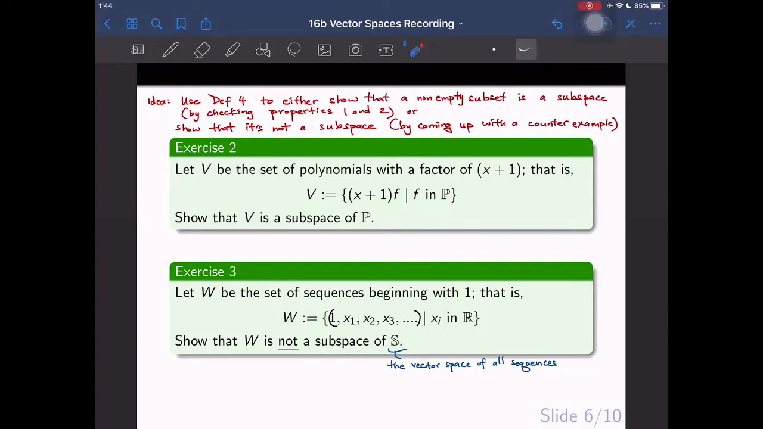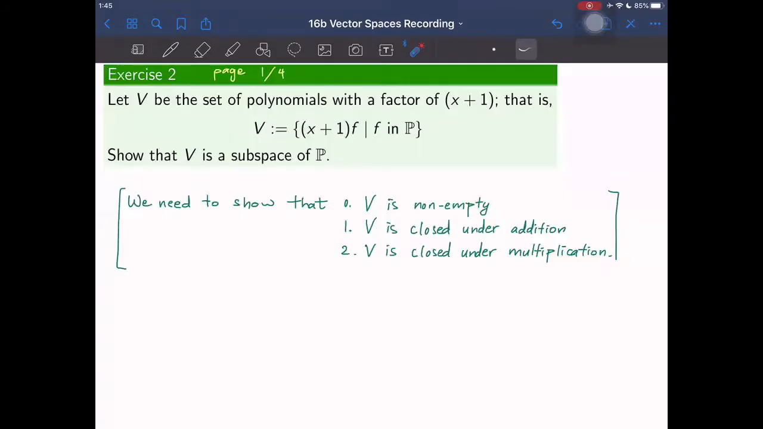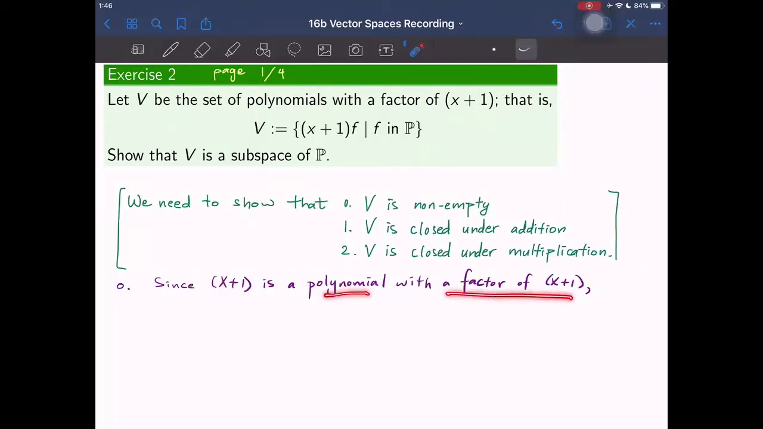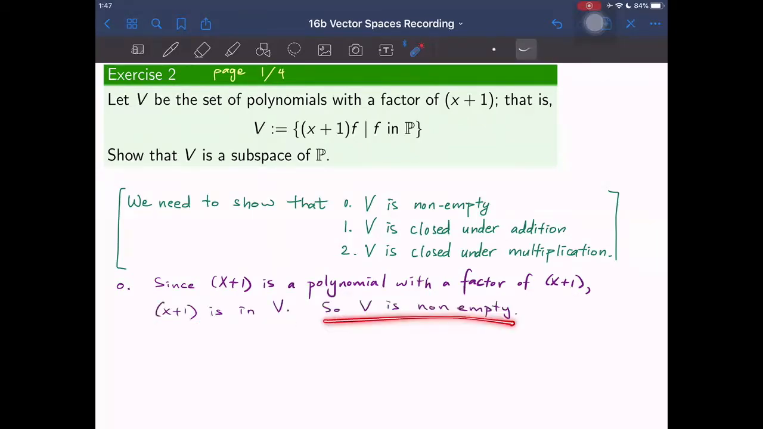Not every polynomial has a factor of x plus 1, so the set V is smaller than the entire vector space P. To show that V is a subspace, we need to show these three conditions. The first thing we want to show is that V is non-empty, which means we need to find at least one polynomial with a factor of x plus 1. But x plus 1 is a polynomial with a factor of x plus 1. You can think of it as x plus 1 times 1. So x plus 1 is in our set V, so V is non-empty.